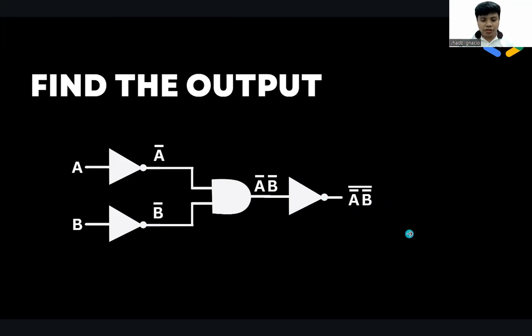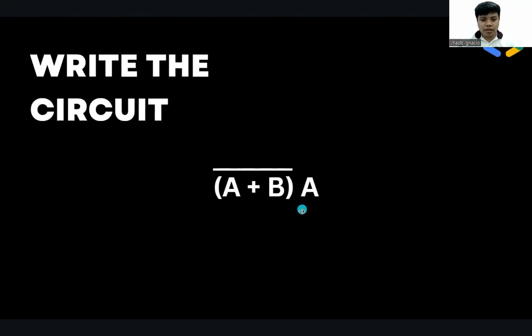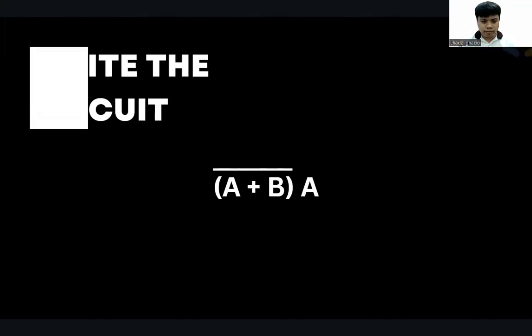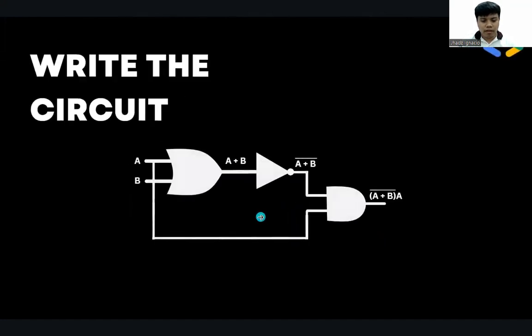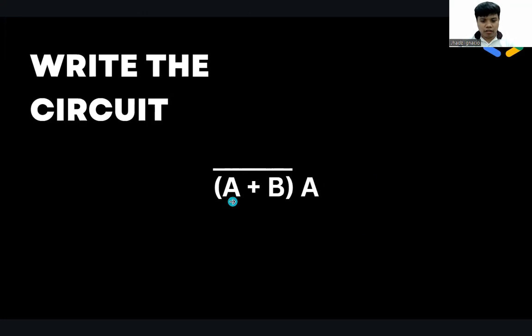Now, let's try the other way. How about the expression is given? Now, let's try to diagram this example. As you can see, the diagram shows the result, but let's go back to the expression. If we read this, we have A or B bar and A. So let's try to solve it one by one. As you can see, we have three gates here.